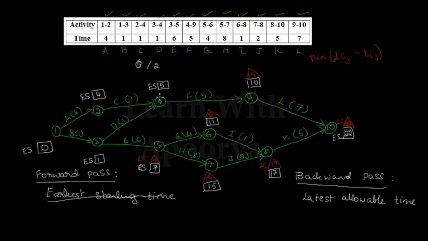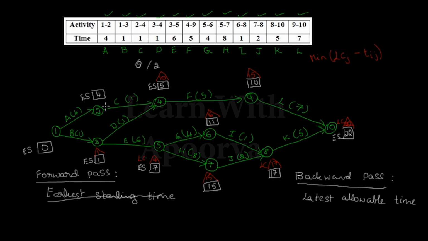After 5, we'll go to 4. Node 4 has 15 minus 5, which is equal to 10. Now come to node 3. Node 3 again has two options. If I take this path, it's 10 minus 1, 9. If I take this path, it's 7 minus 6, 1. So 1 is the least, and I will take the value as 1.